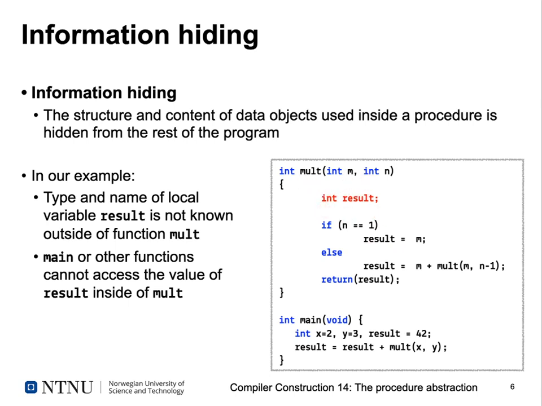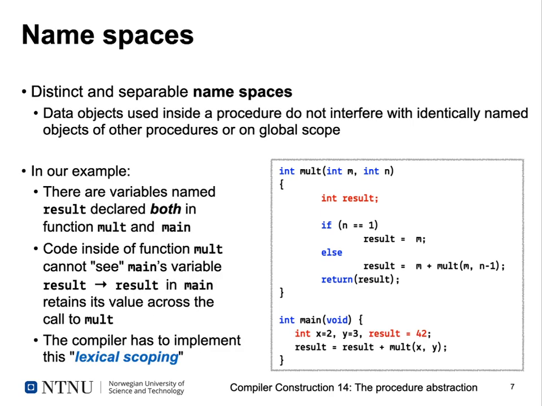So the type and the name of this local variable result here are not known outside of our mult function. This means even though we have an integer variable result here in main, we don't have a clash, we don't override this result with values we would assign here. So main or other functions cannot access the value of our local variable result inside of our mult function. Namespaces are distinct and separable, so data objects used inside of a procedure do not interfere with identically named objects of other procedures or on global scope.